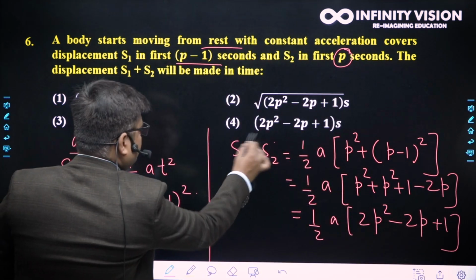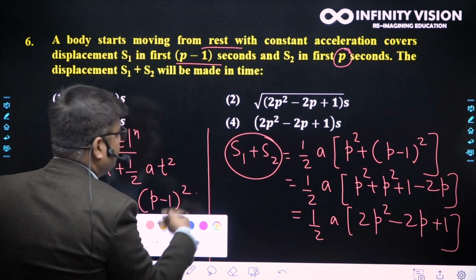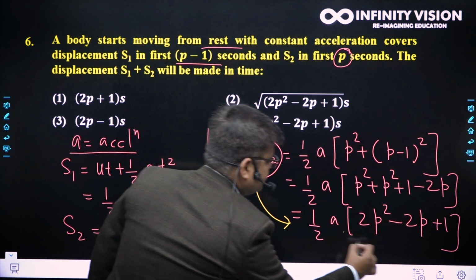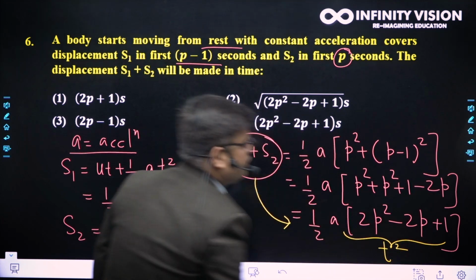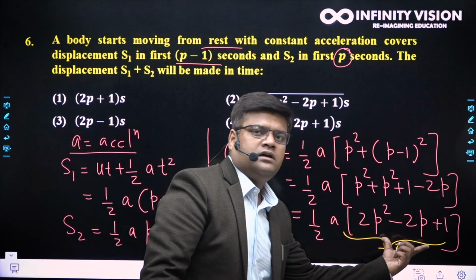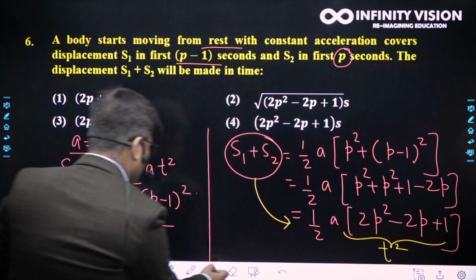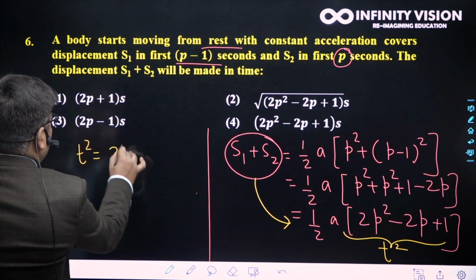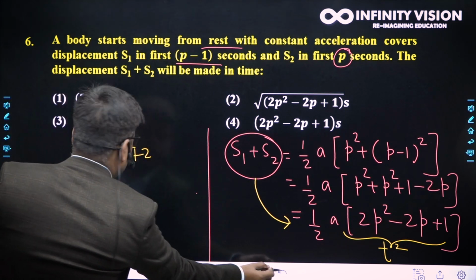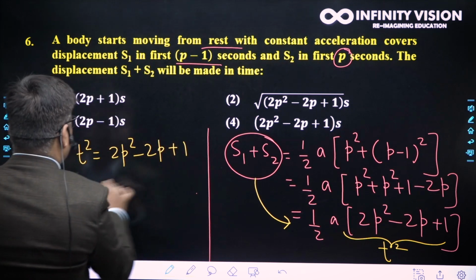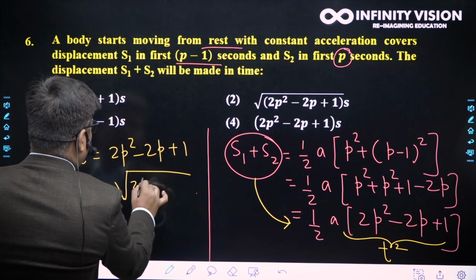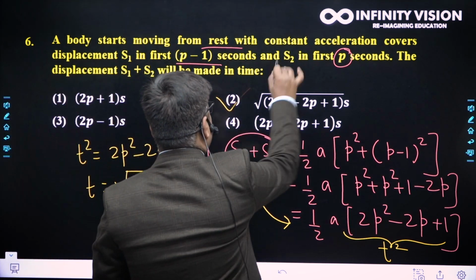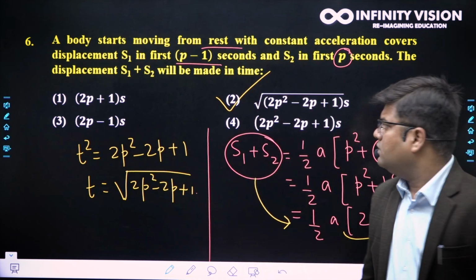Now, if this is the displacement, and we compare it with the expression half a t square, this expression is holding the dimension of square of time. So the required time will be t square equal to 2p square minus 2p plus 1. So time will be root over 2p square minus 2p plus 1. So the correct option is option number 2, as you can see from the given options.